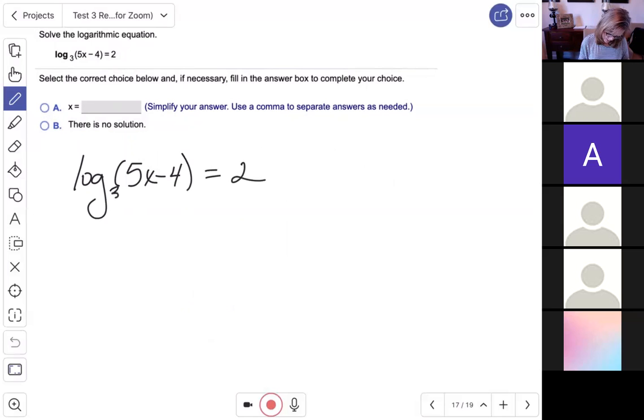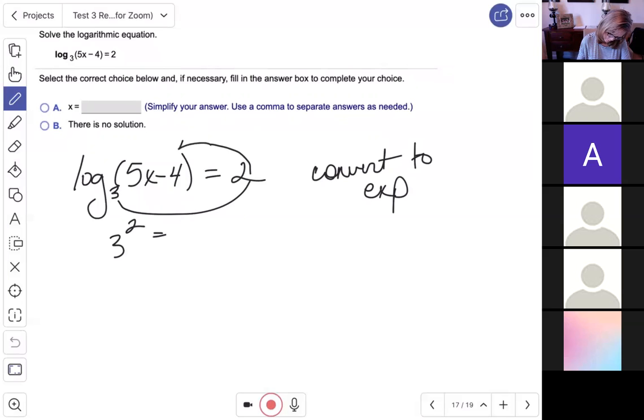And that's base 3. All right, so that's the difference. There's no log on the right side. If that's the case, you still have to drop the log, but you have to convert to exponential, which means you start with your 3. 3 to the 2 equals 5x minus 4. Right?